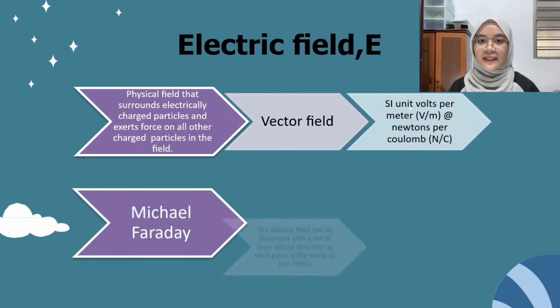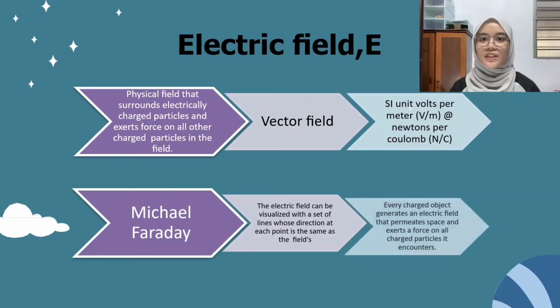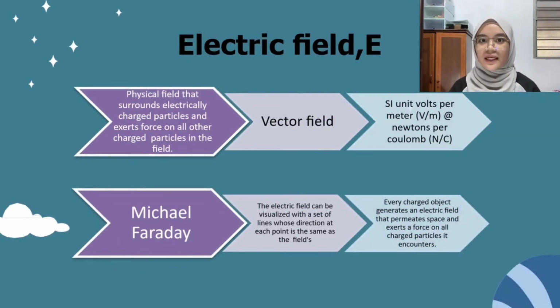The electric field can be visualized with a set of lines whose direction at each point is the same as the field. As a concept introduced by Michael Faraday, he hypothesized that every charged object generates an electric field that permeates space and exerts a force on all charged particles it encounters. And he was right. The electric field is a more measurable effect generated by any charged object.